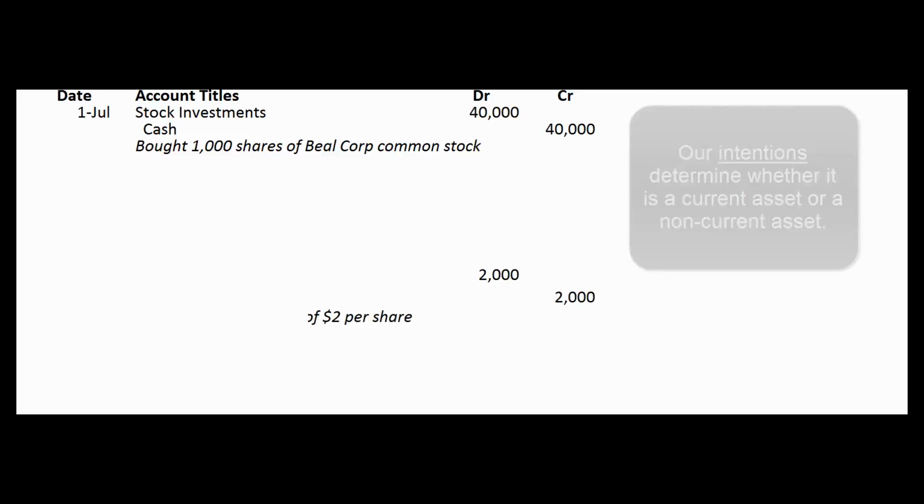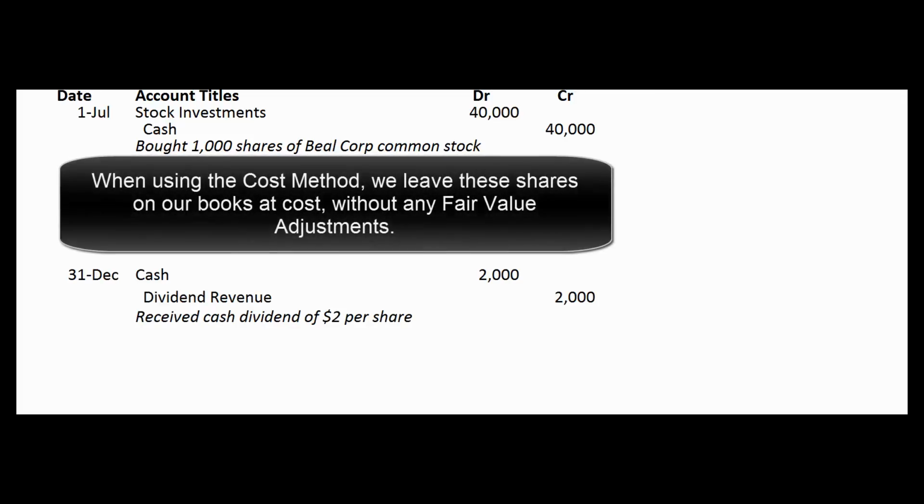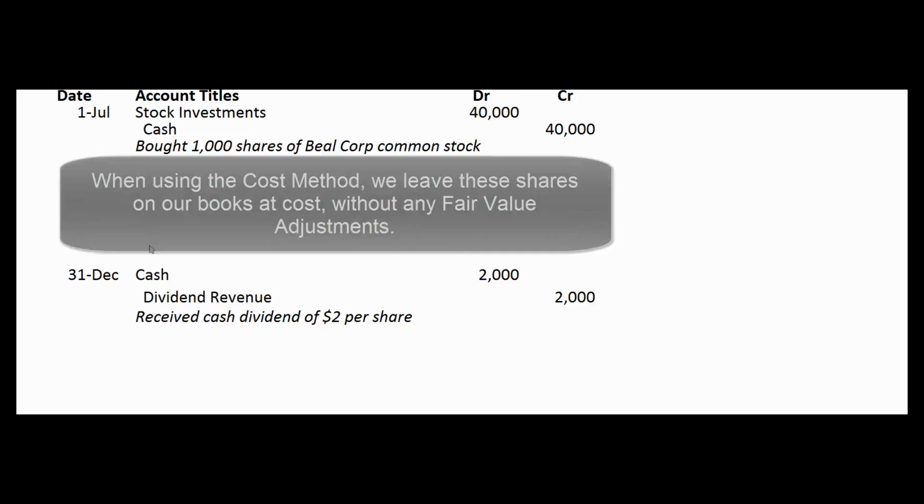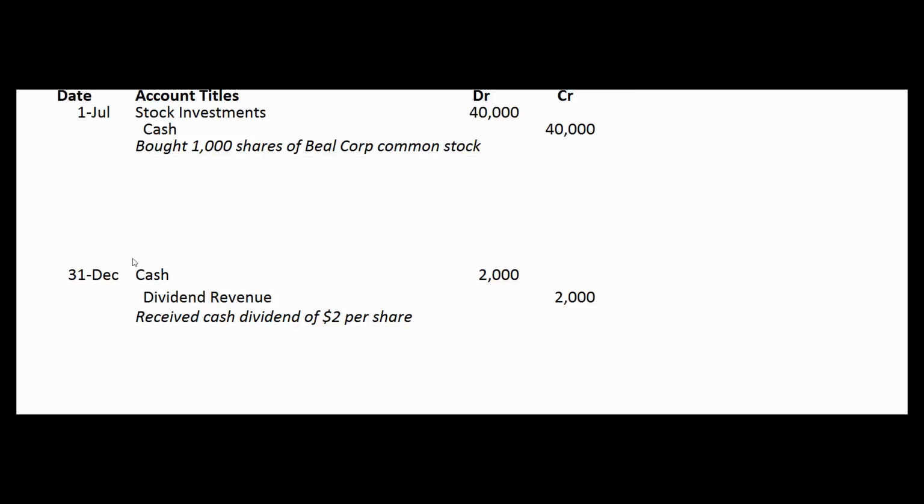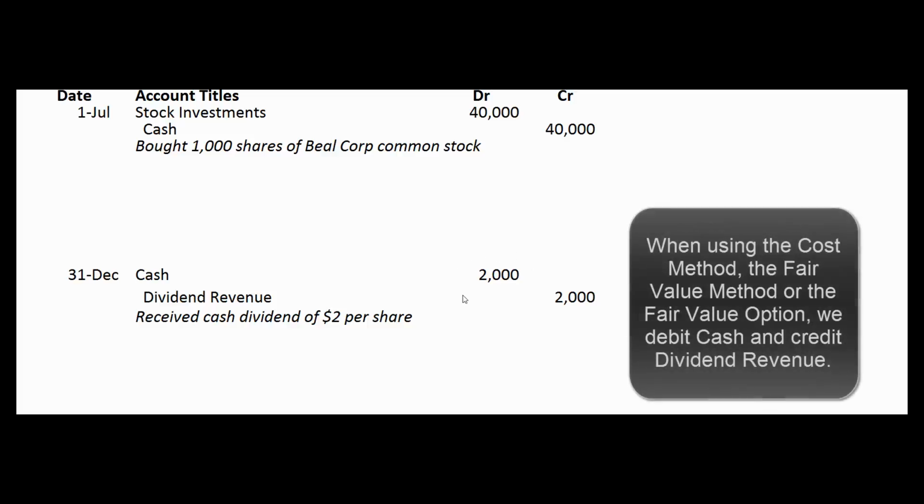So let's assume that Beal Corp is a small company. Its shares aren't actively traded, so we have no idea what these things are worth. So August, September, October, November go by, and at the end of December, they pay us a dividend. So they pay us $2 per share. We own 1,000 shares, so that's $2,000 of cash. Cash is an asset. It increases with debits. And dividend revenue is an other revenue and gains account that appears on our income statement. Revenue accounts increase with credits.